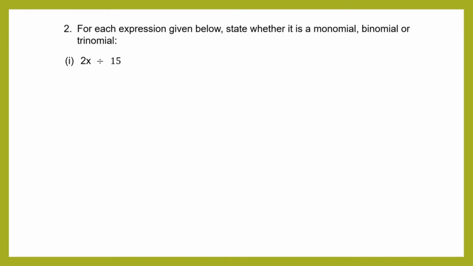Now, let's look at the first question here. If you take 2x divided by 15, they are not separated by a plus or a minus sign. Instead, it is separated by a division sign. That means I can write this as 2x by 15. That means it has only one term. It's become a single term. So if there is only one term, we call it a monomial.